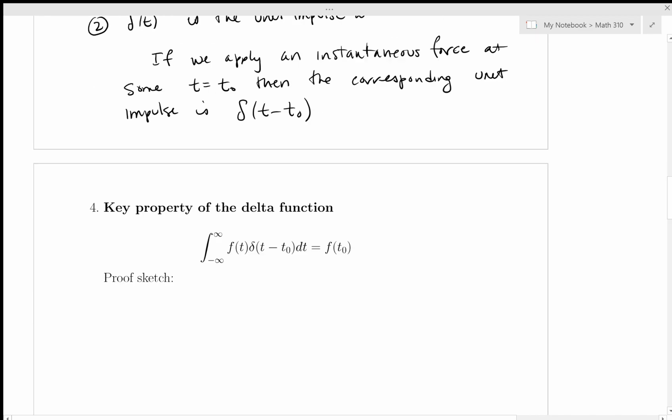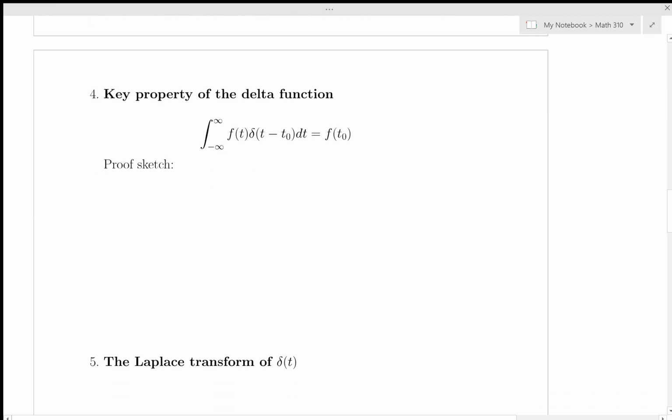Okay, a key property of the delta function is that the integral of some other function, a continuous function here, f of t, multiplied by the Dirac delta function at time t naught is in fact that same continuous function f of t evaluated at t naught. Let's just make a note. This is where f is a continuous function.